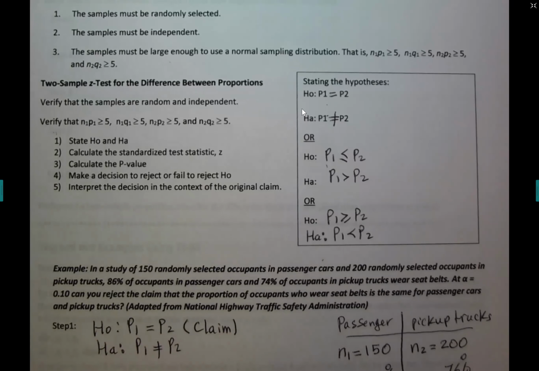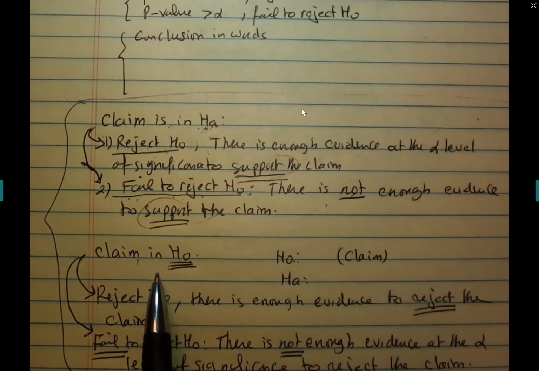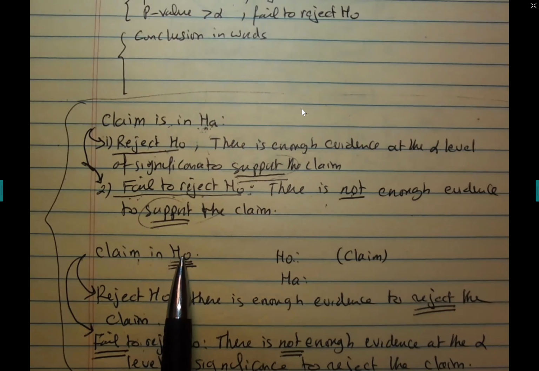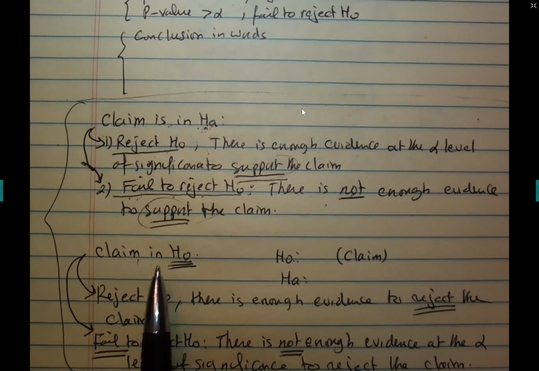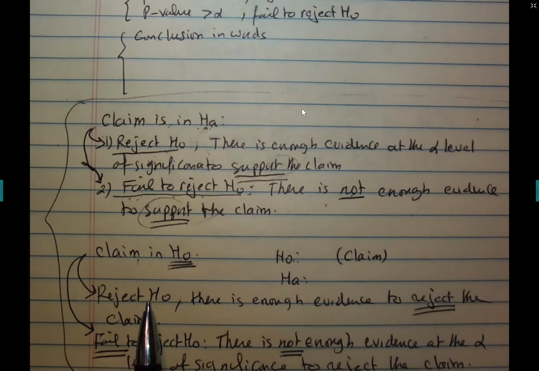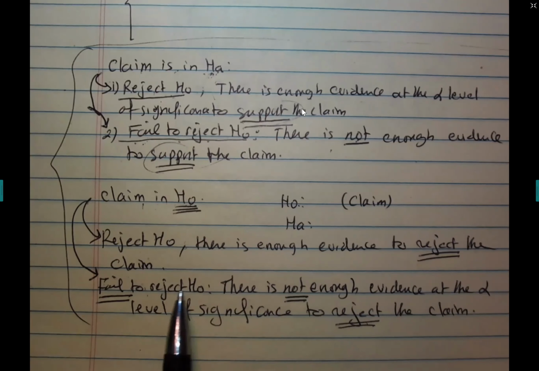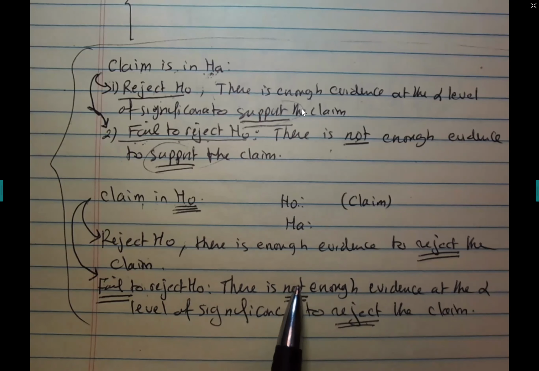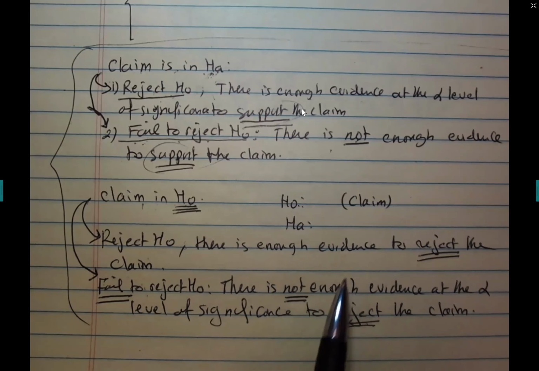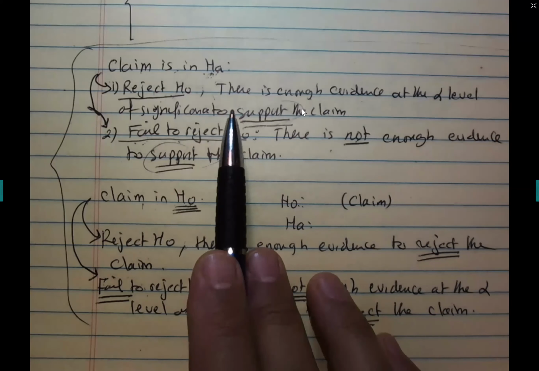Just to show you guys here, we haven't put the last two scenarios to use. Well, this is it. Claim is in H0 now. This is now the case. If you reject H0, you say, I have enough evidence to reject the claim. If you fail to reject H0, you say, I don't have enough evidence to reject the claim. You see the word reject in scenarios 3 and 4, and the word support in scenarios 1 and 2.